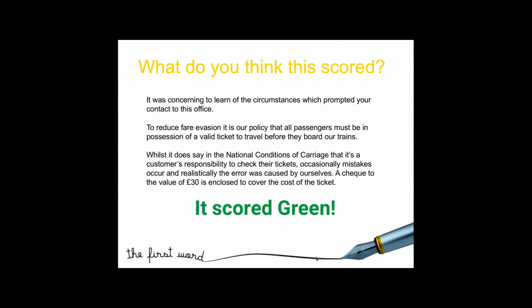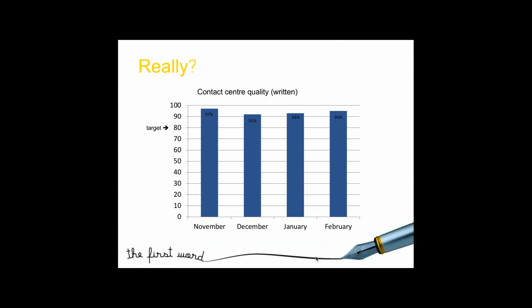So when we first started talking to this rail company, alarm bells were ringing, because this really shouldn't score green. That tells us that there is a big difference between the way that they quality assess their own emails and live chats and what customers think. So we asked to see their quality scores after reading this email and emails like it, to see how well they were doing.